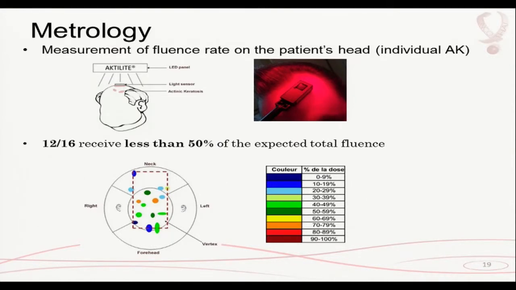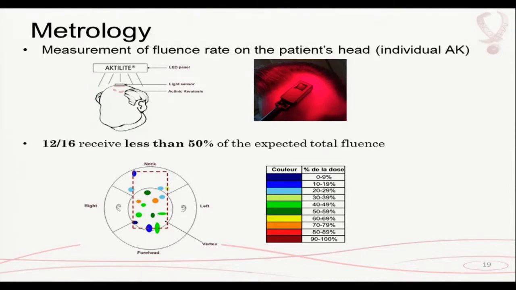Here, you see it's a very small surface, 1 centimeter square, and we measure the irradiance in different locations on the head. So the good one should be that one, you see? If you move from the red to the blue, that means you decrease from the optimal one, which should be between, let's say, 90 to 100%, to almost nothing.